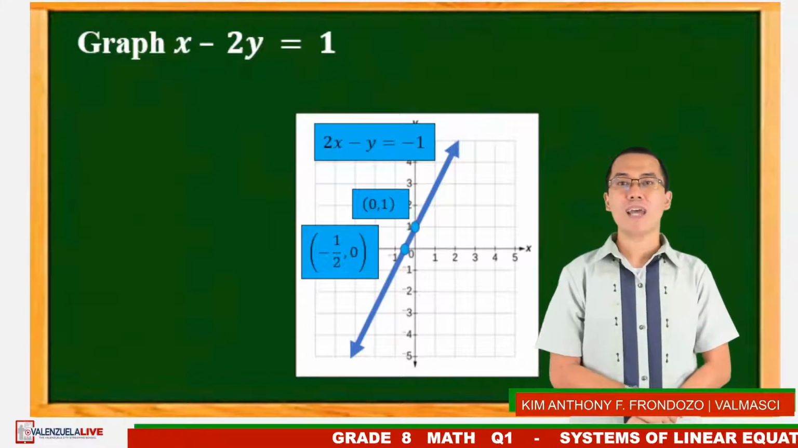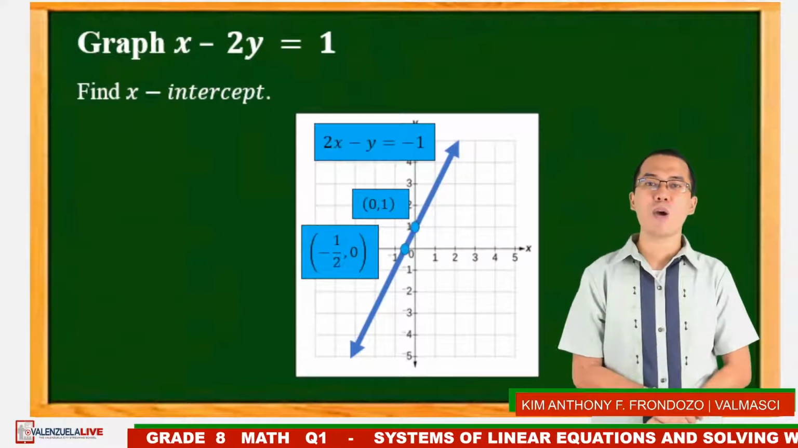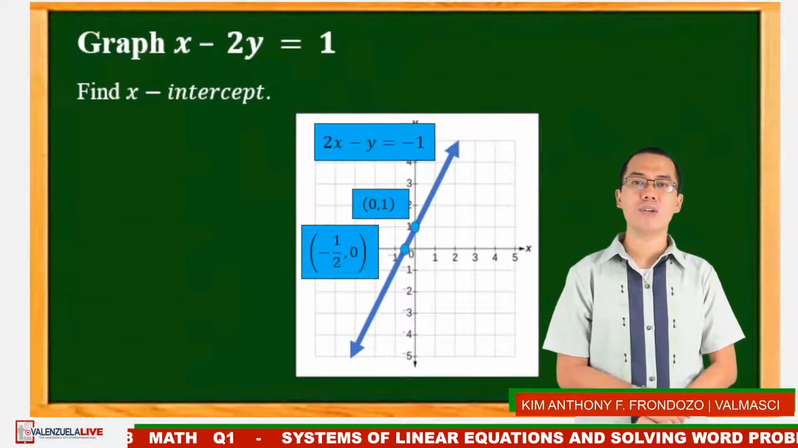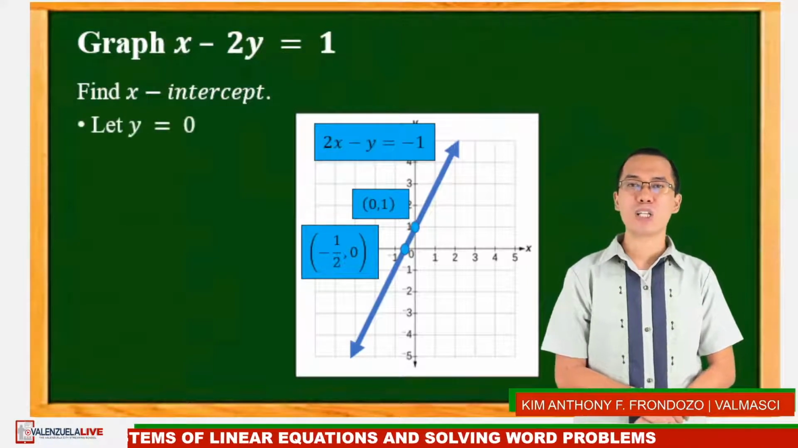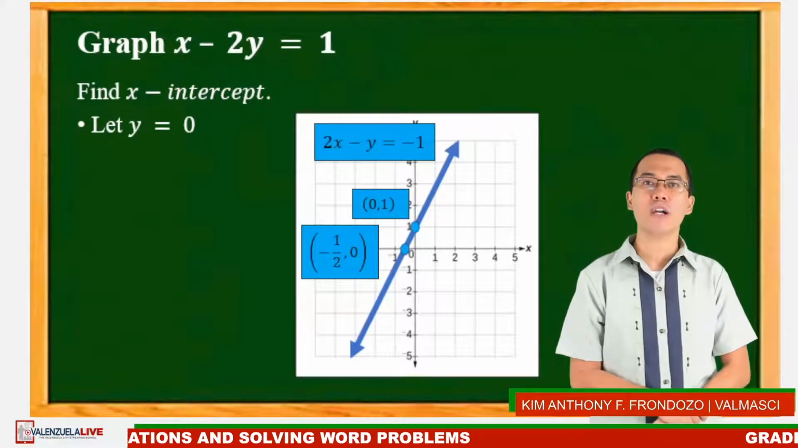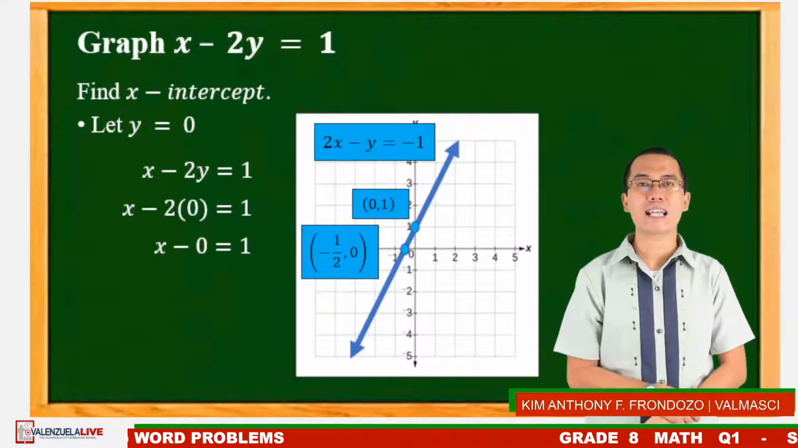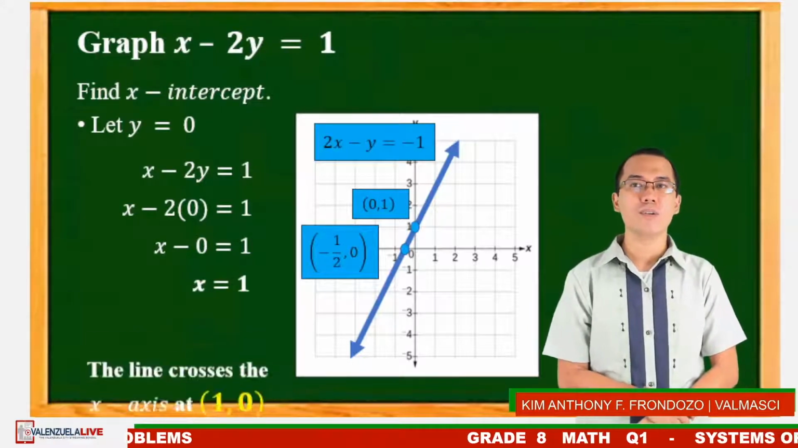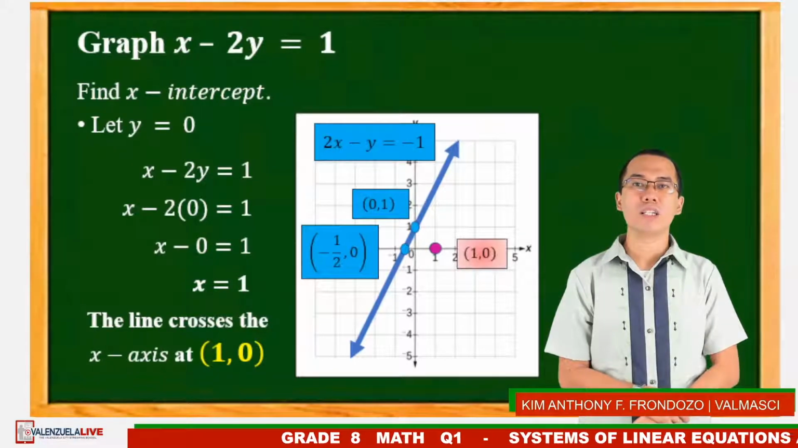Now, let's graph x minus 2y equals 1. To find the x-intercept, we let y be equal to 0. So we'll have x minus 2y equals 1. By substitution, we'll have x minus 0 equals 1. So therefore, x is equal to 1. So the line crosses the x-axis at (1, 0). Now, let's plot the point on the Cartesian plane.